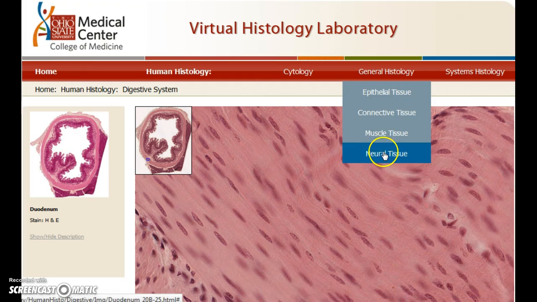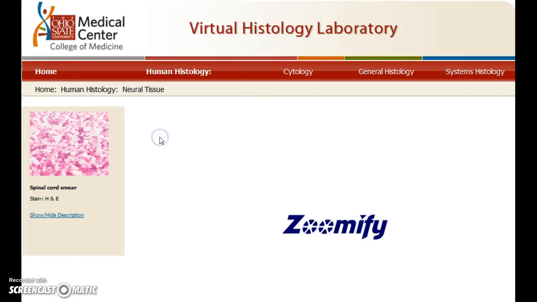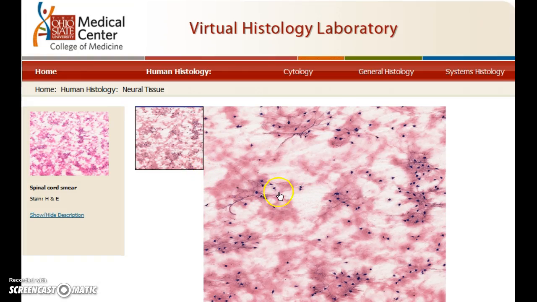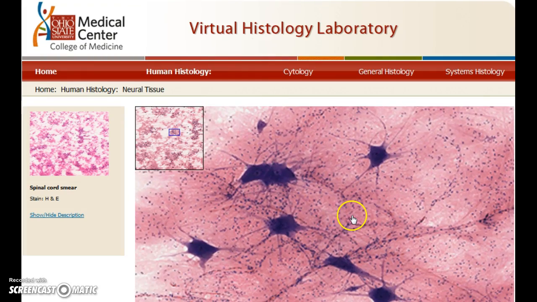I also want to look at neural tissue in this one, and we're going to look at a spinal cord smear. So they've taken a sample of the spinal cord and just kind of spread it around on the slide. And I said that there were 2 types of cells. We have neurons. These are the dark purple cells here. And then all these little tiny dots, all these little tiny purple, are neuroglia. These are all the supporting cells of the nervous system.